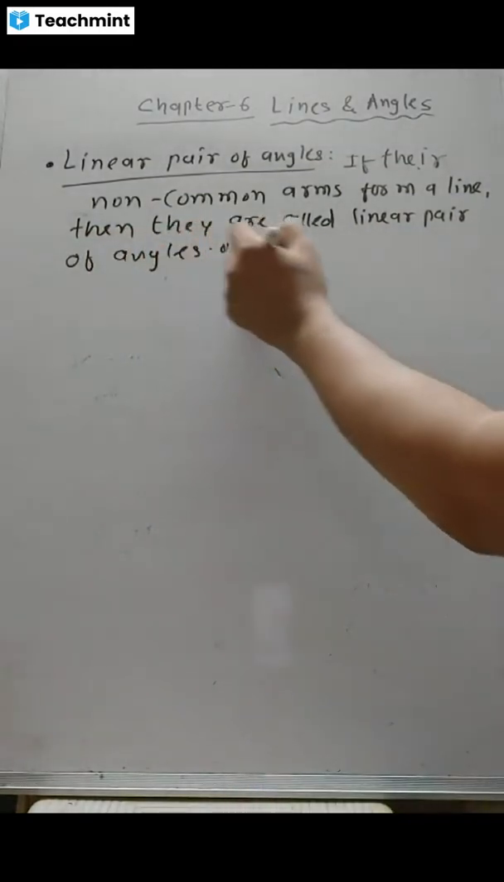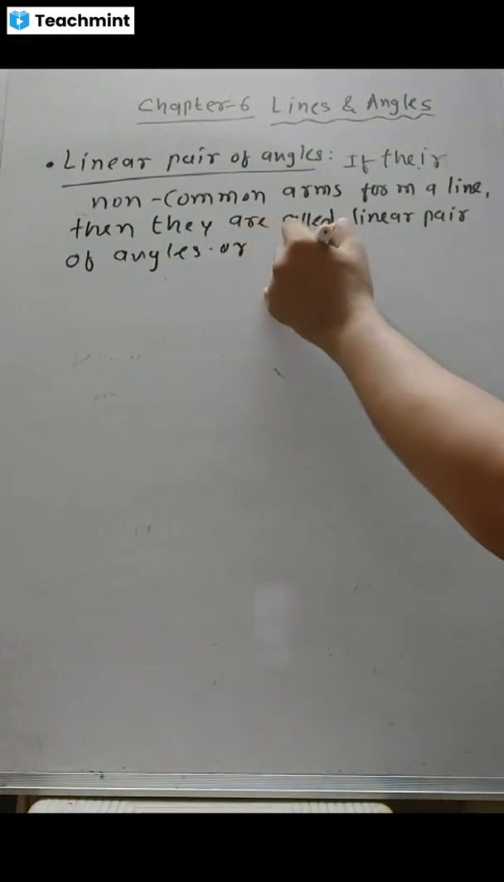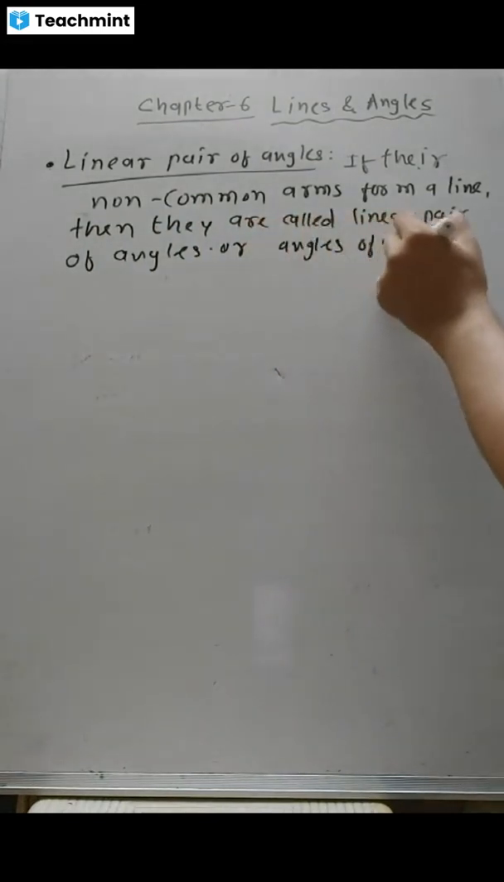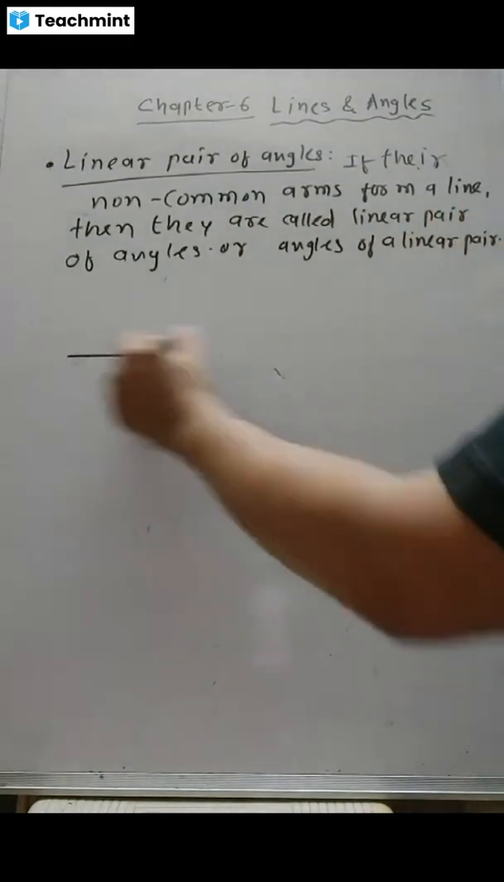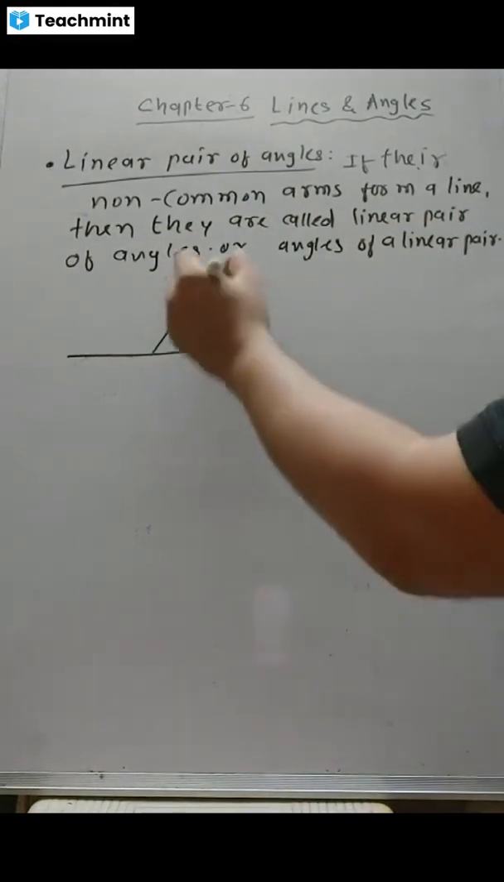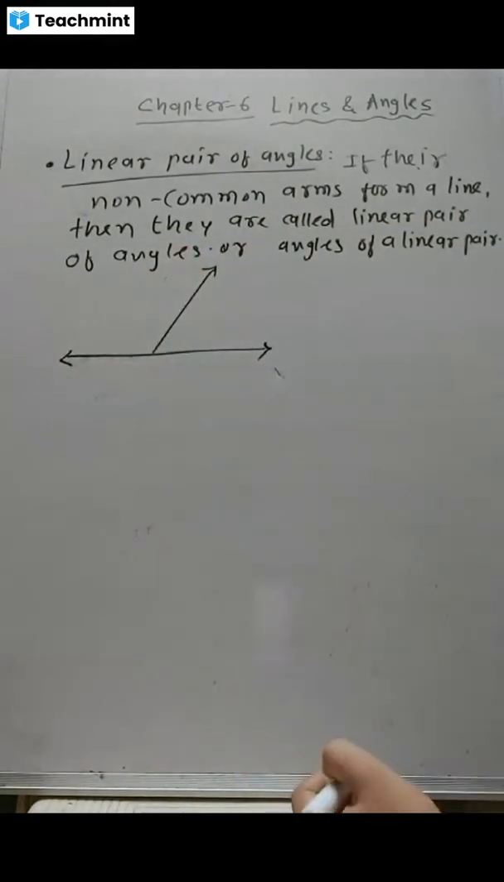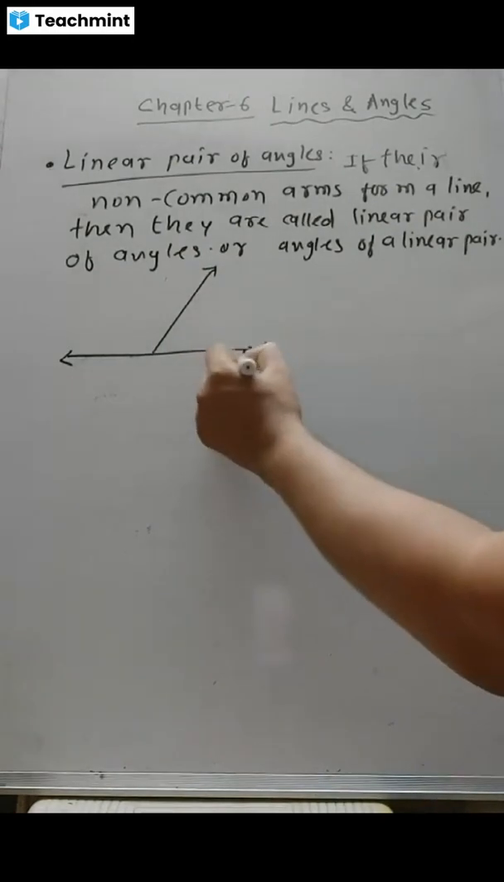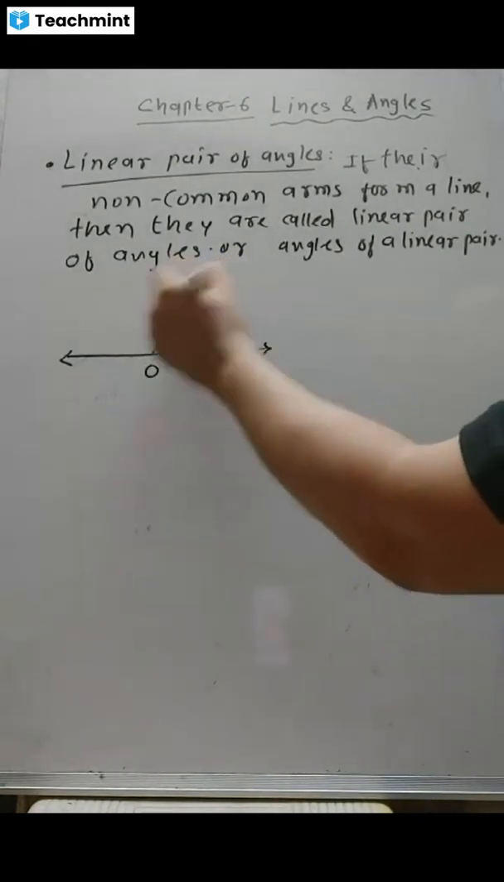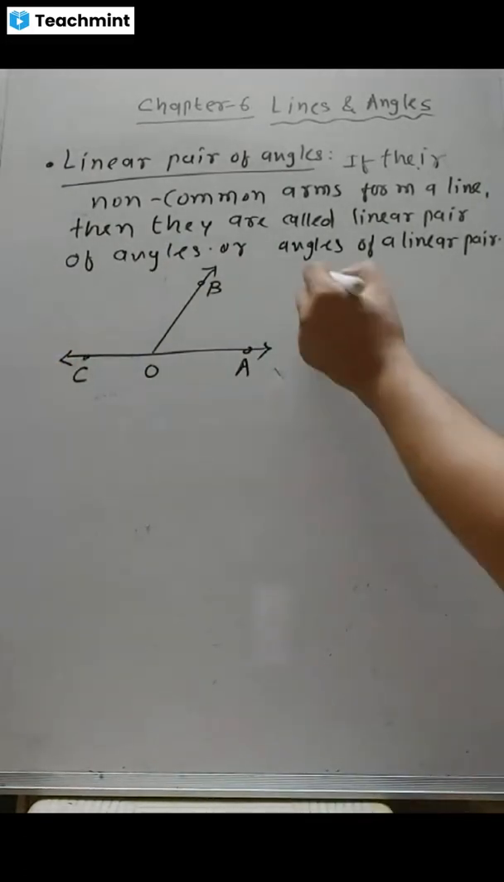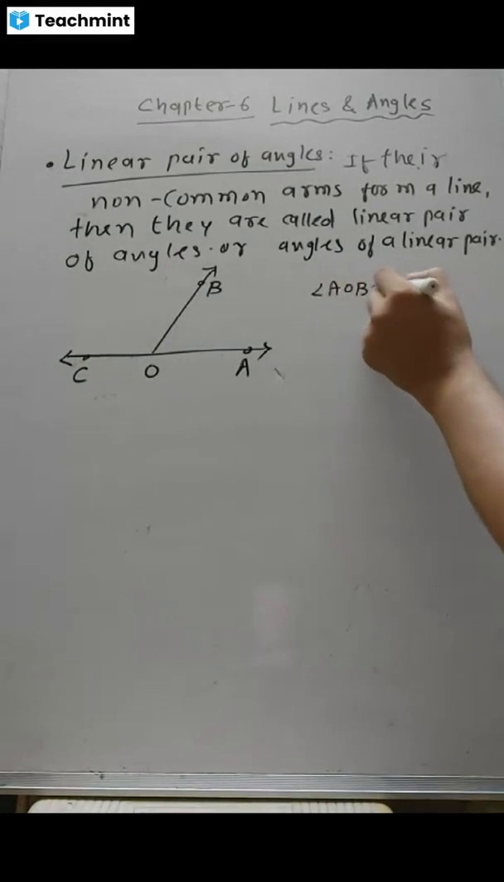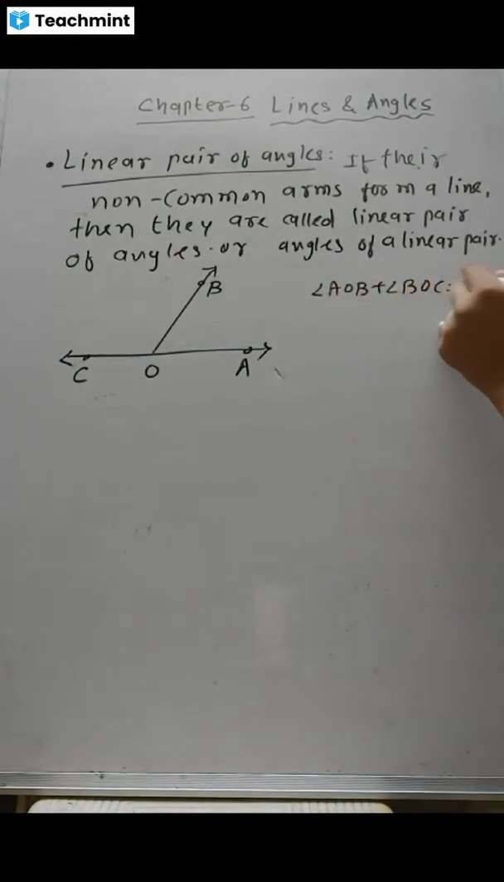Otherwise, what else can we write? Angles of a linear pair. In the given figure, angle AOB and angle BOC are a linear pair. Angle AOB plus angle BOC is called a linear pair, and its sum is equal to 180 degrees.